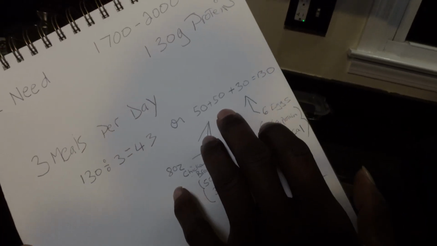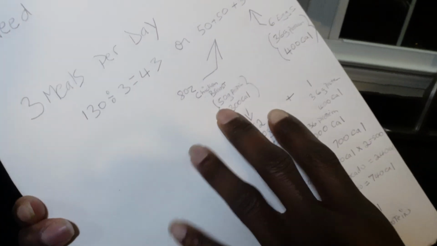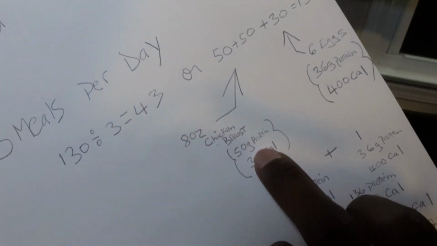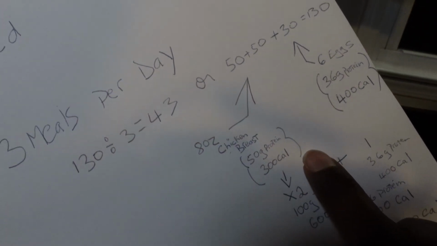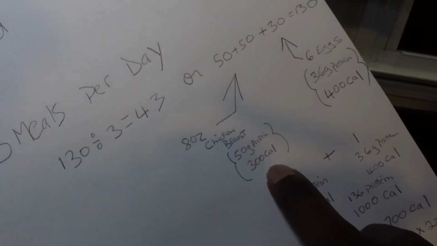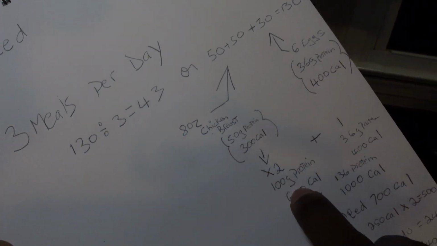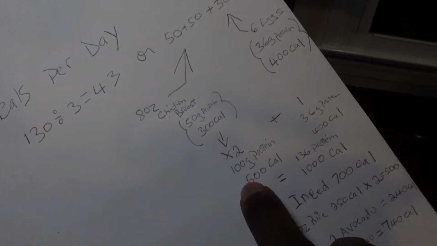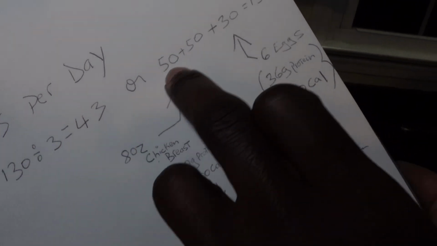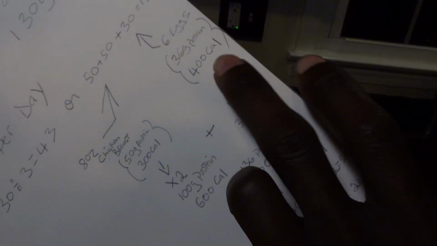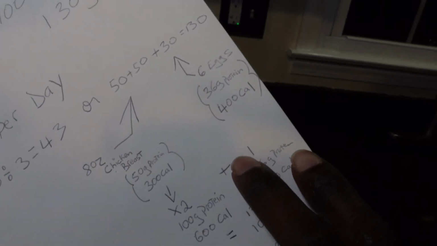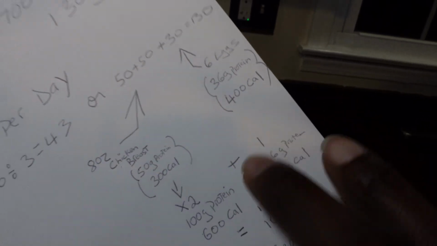So I got to figure out what kind of protein I want to eat. I like chicken and eggs, but I like chicken. So what I'm going to do, I get 8 ounces of chicken breast. And 8 ounces of chicken breast is 50 grams of protein, which is also 300 calories. If I multiply that times 2, that's going to be my 100 grams of protein, and that's 600 calories. Look at it. Right? Do the same thing with my eggs. 6 eggs, 36 grams of protein, 400 calories.